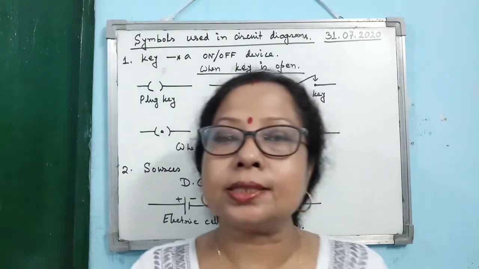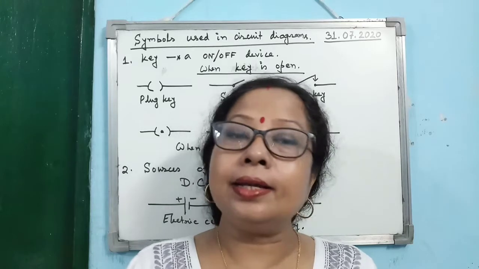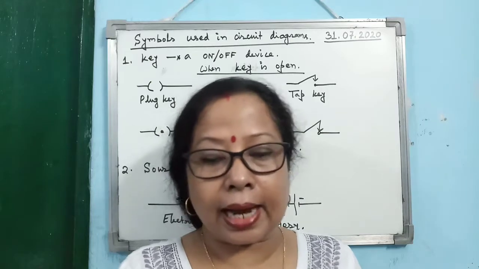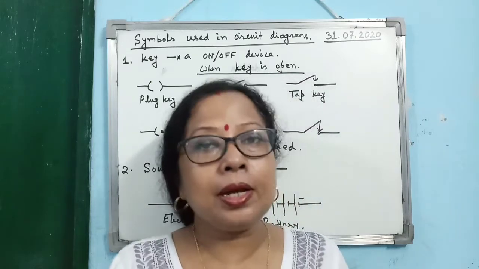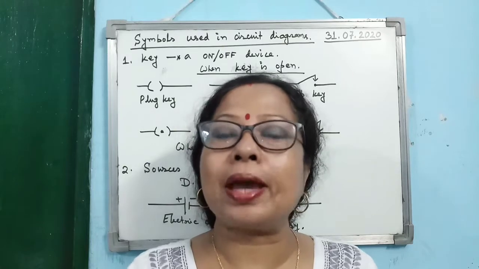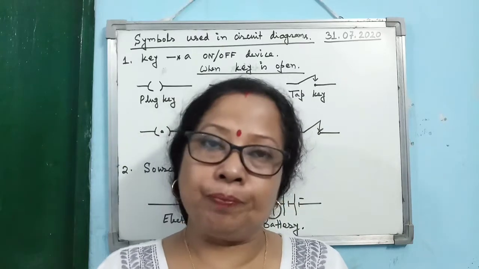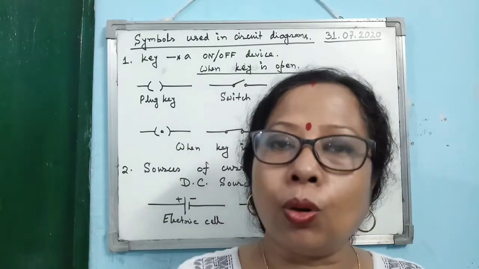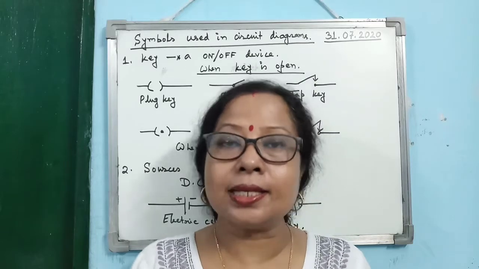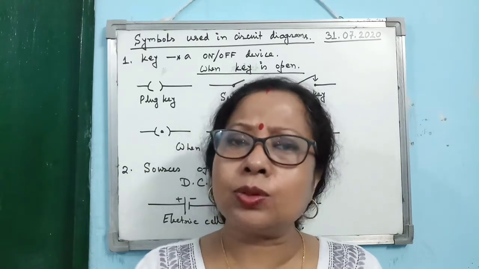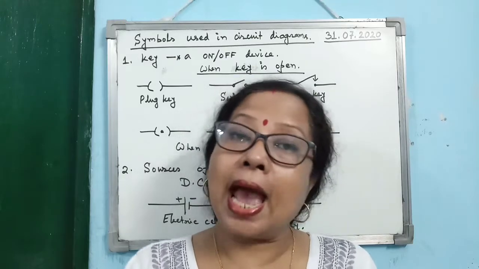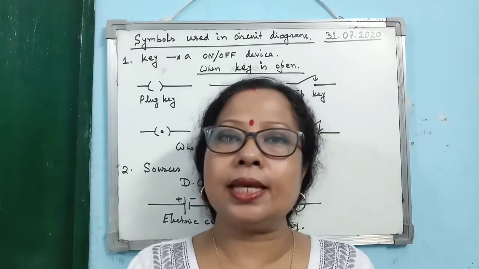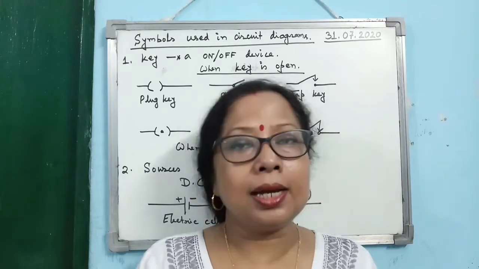Now, what is key? I said key is the on-off device, and there are different kinds of key. The main kind of key we generally use in the lab to do experiments is the plug key. In the plug key there is a plug. When you put the plug within a hole, the key is closed and it allows the electric current to pass through it. When you take the plug out of the hole, the key is open, and no current passes through the electric circuit.